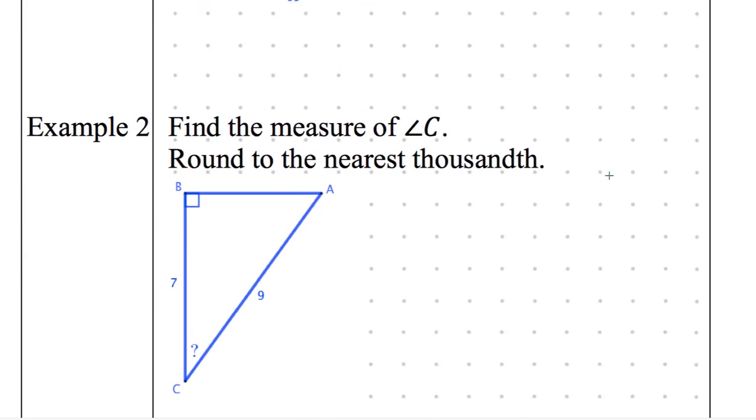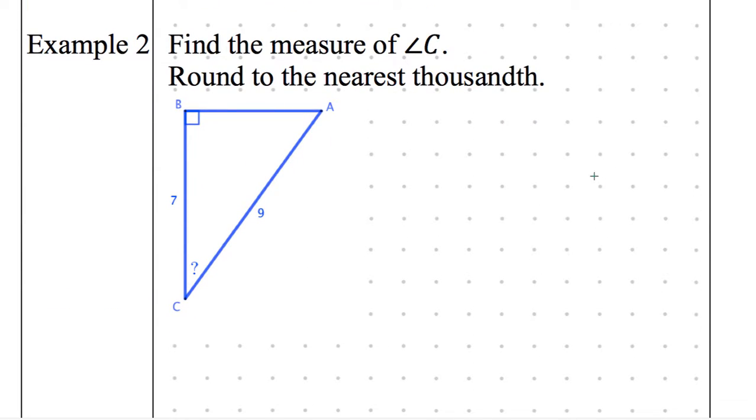So let's go on to example 2. I want to find this unknown angle. We'll call it theta. Round to the nearest thousandth. So first question that I have for you. Which trig function are we going to be using? You have a 1 in 3 chance of getting it. It's either sine, cosine, or tangent. Raise your hand if you know it and you have your participation card still.